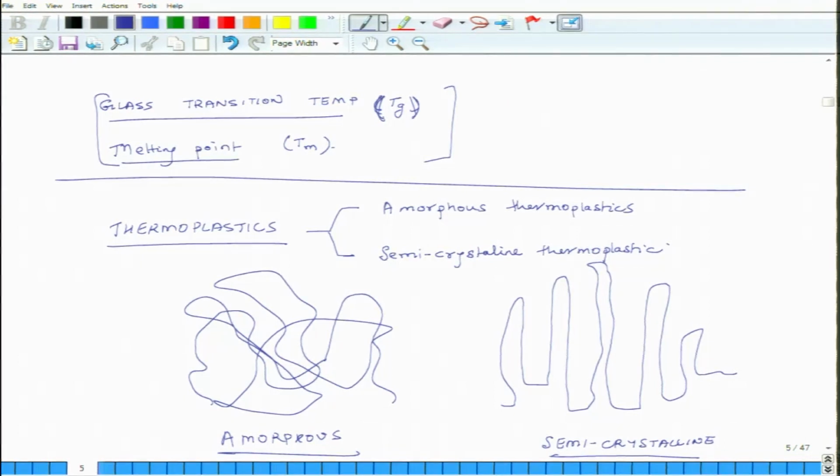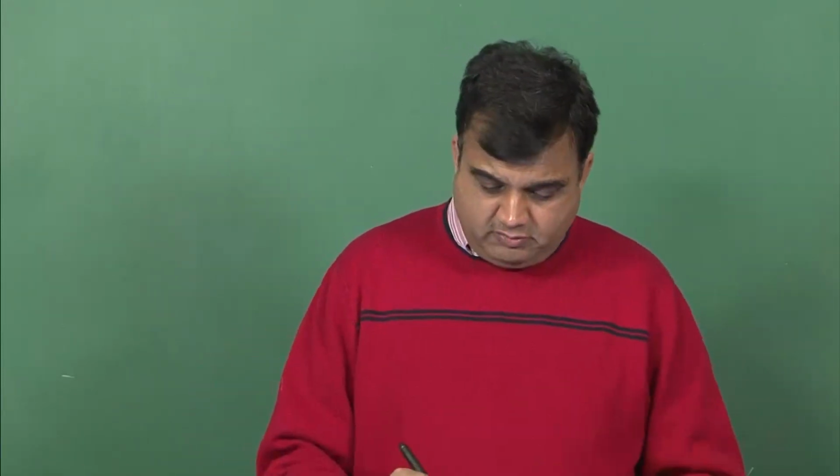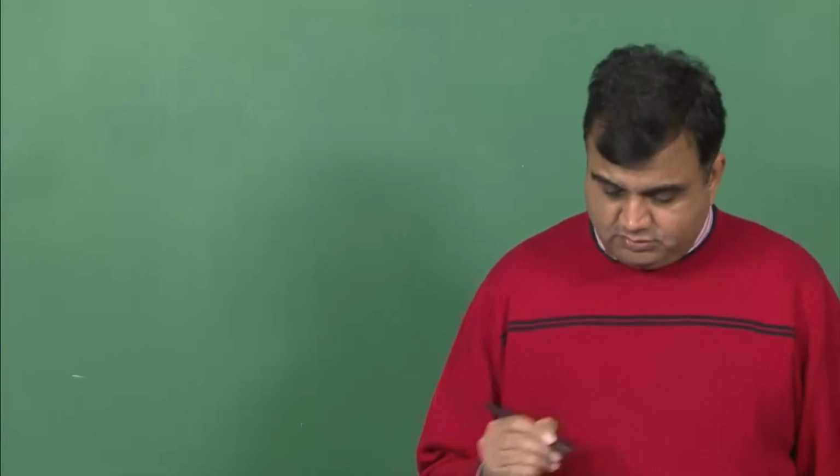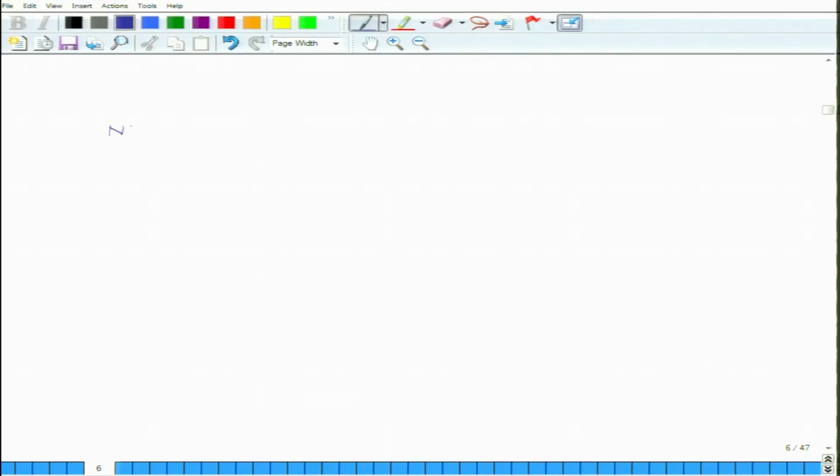Now think about it, if the chains are all hodgepodge, then you cannot put a lot of chains in a small volume, because there will be a lot of blank spaces between those things, and you cannot put more stuff. But if things are more organized, you can put more and more molecules in a lesser volume. So in general, amorphous plastics, their density is less compared to semi-crystalline plastics. I will give you some examples. We will just look at some plastics.